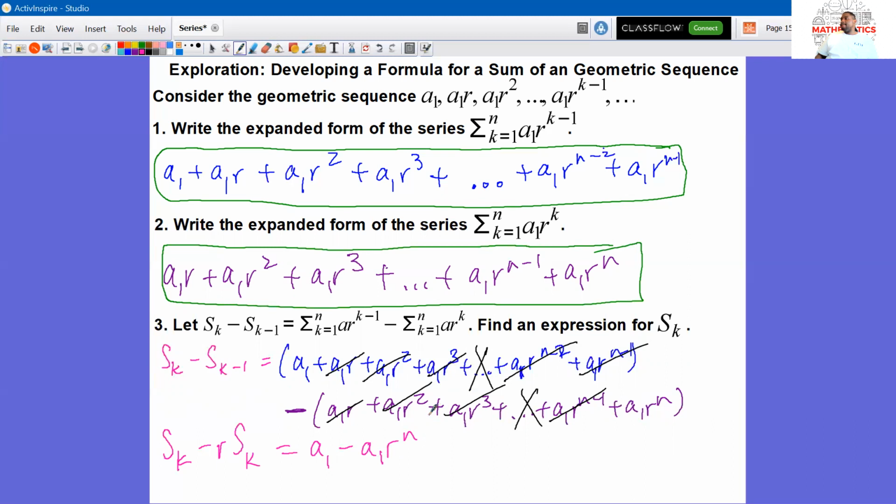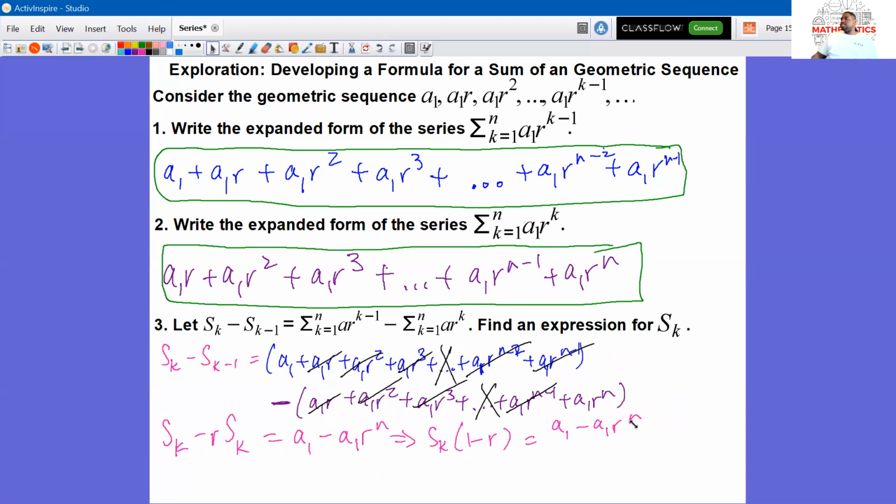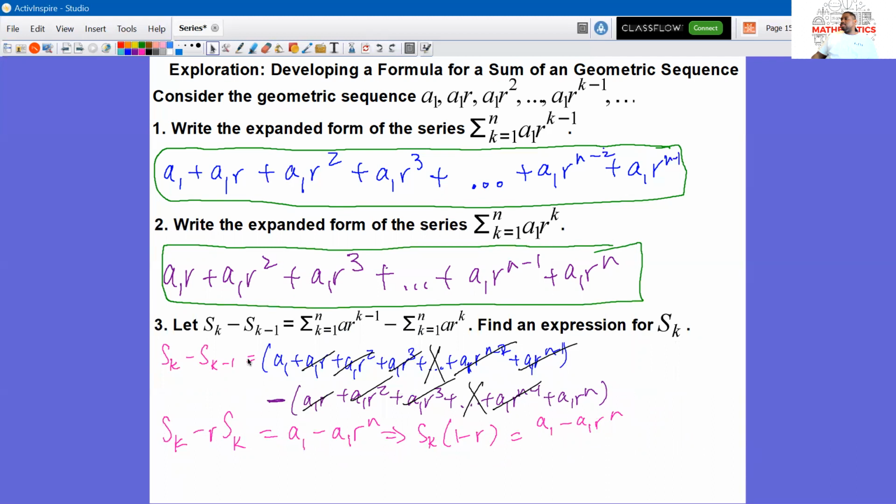A1R to the N. And so on this side, you want to factor out the R. So that's going to be R times 1 minus, I'm sorry, not R, SK. Factor out the SK term, excuse me. 1 minus R. And then you have A1 minus A1R to the N. And then you divide both sides by 1 minus r. So let me shrink this. You can still see it.